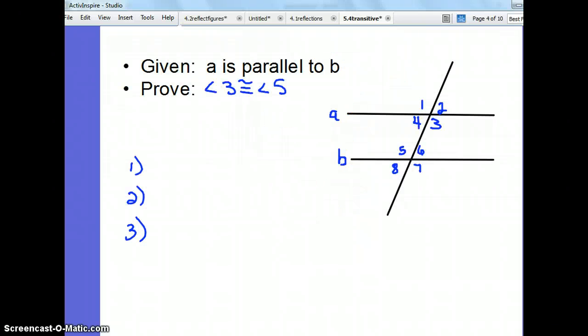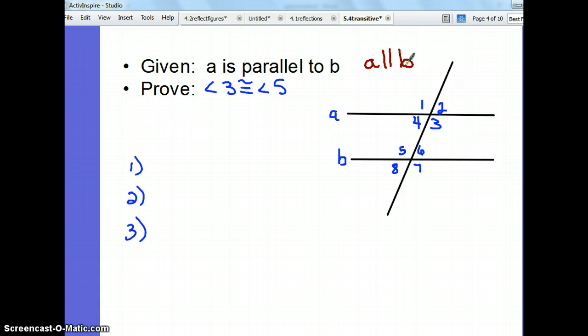So here's our first real proof. The given is that A is parallel to B. In symbol notation, of course, that would look like this. And we're trying to prove that angle 3 is congruent to angle 5.